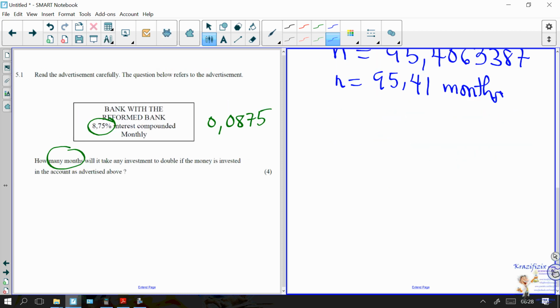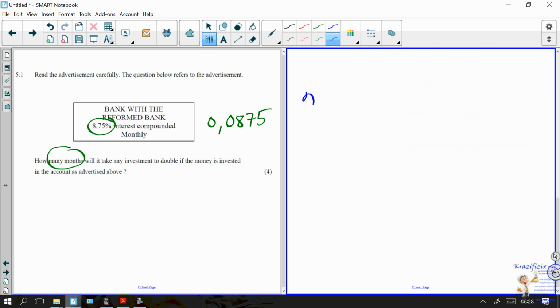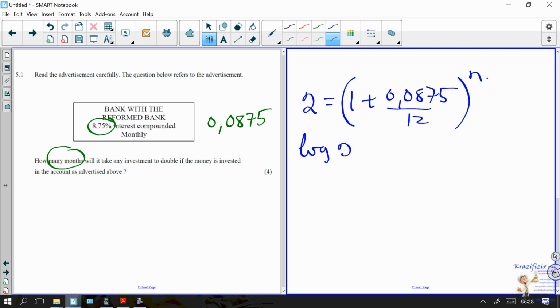Something else we could do is, since we have 2 equals to 1 plus 0.0875 over 12 to the power n, is to take the log of both sides. All right, so I'm going to take log 10 of both sides. So it's log 10, 1 plus 0.0875 divided by 12, I still have this there. And the rule of log is that this exponent n comes down here.